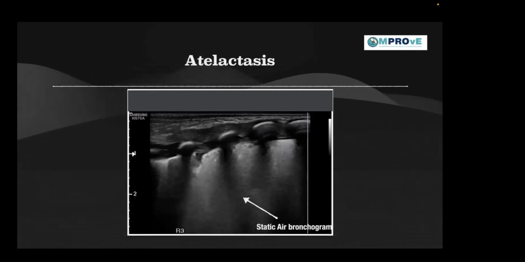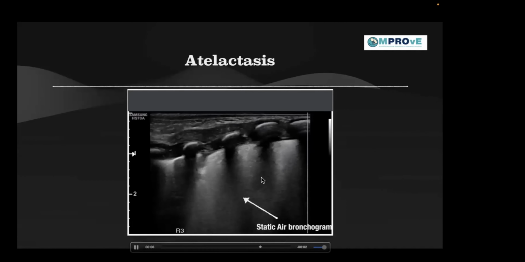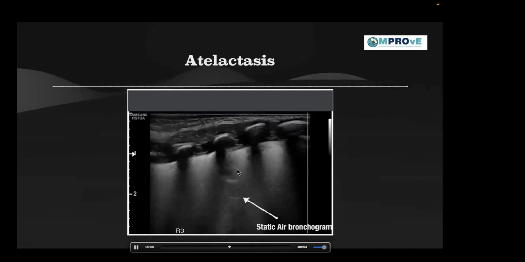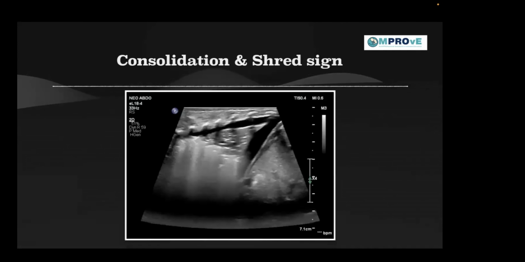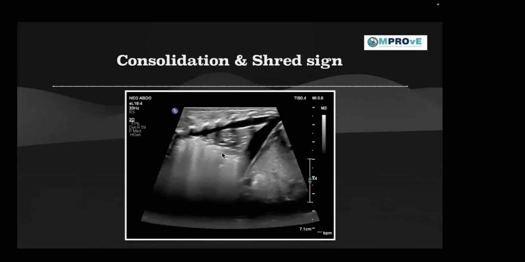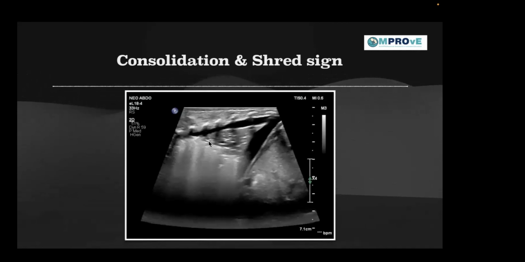Again, the static bronchograms, if you see the small pecks of air. Again, this broken area here, you can see, is your shred sign. It is not exactly the pleura, but the border of the consolidated area.